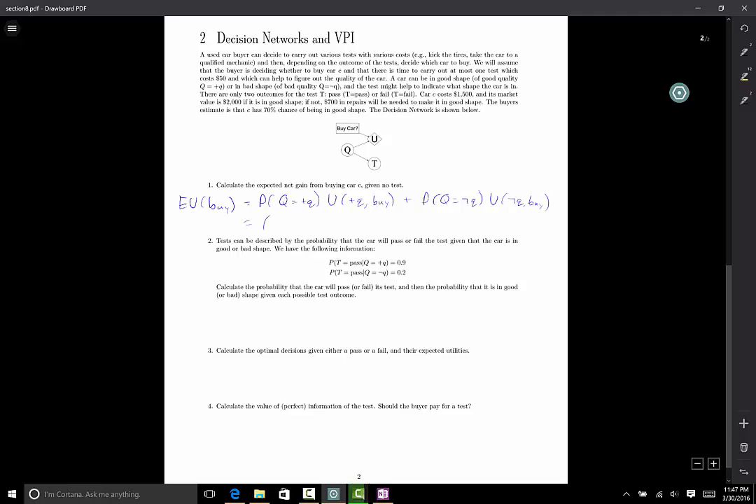So from the information given, the probability it's in good shape is 0.7, and the utility we get is that we're able to sell it for $2,000, but it costs us $1,500 to buy. Now the probability it's in bad condition is 0.3, and the utility is we can sell it again for $2,000, and it cost us $1,500 to buy it, but it also costs us another $700 to repair it. So if we calculate this out, we get the expected utility is 290. So this was just applying the expected utility formula, which was in the lecture previously.